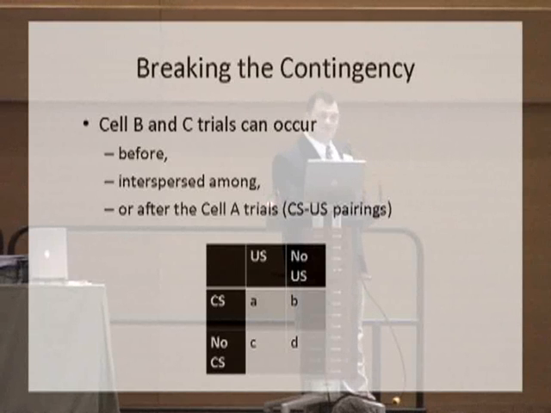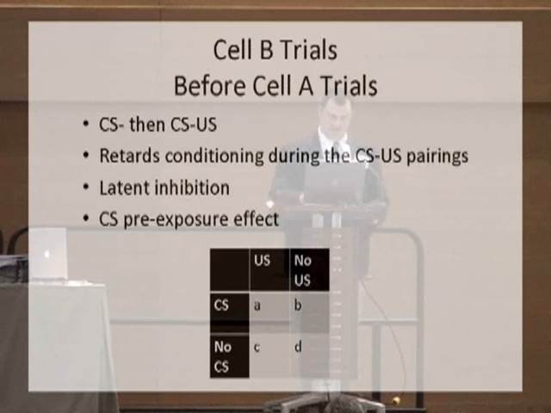Now, there are different ways you can break up a contingency between these two stimuli. Cell B and cell C trials, again, are those trials where the two occur apart from each other. Either you have USs without CSs or CSs without USs. And those harmful trials can occur before, interspersed among, or after these cell A CS-US pairings. And so there are actually 6 possibilities here. Number 1, cell B trials occurring before cell A trials. These are non-reinforced CS presentations that precede CS-US pairings. We see a strong retardation of conditioning that's been called latent inhibition, or the CS pre-exposure effect.